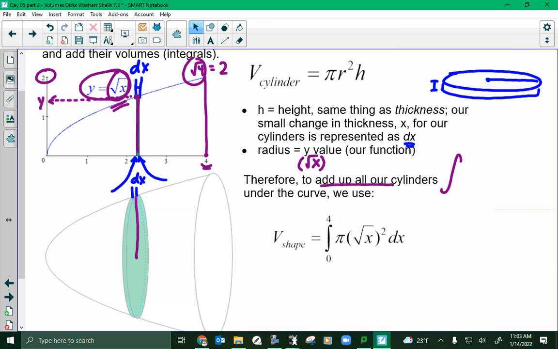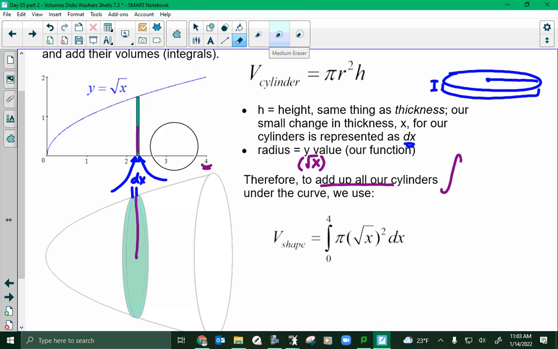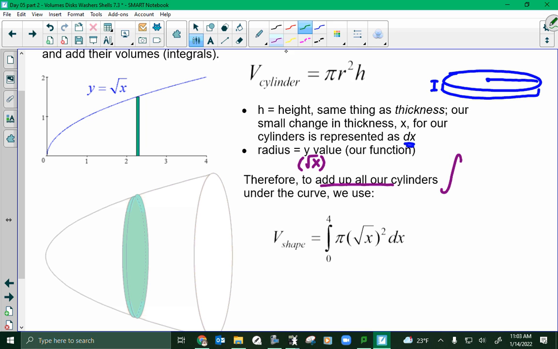We're going to integrate from 0 to 4 pi times the square root of x squared dx. Let me explain that one last time. Some of you are like, I got it, but there's always some that ask questions. This was our volume formula, right? Notice the pi is on the outside right here.